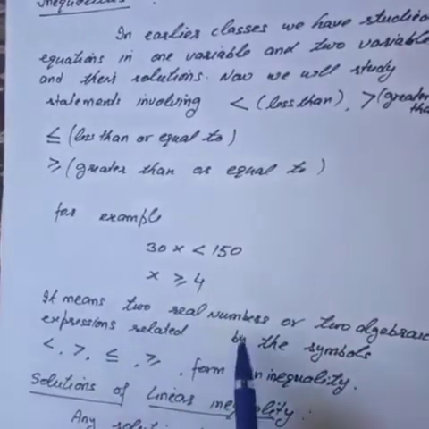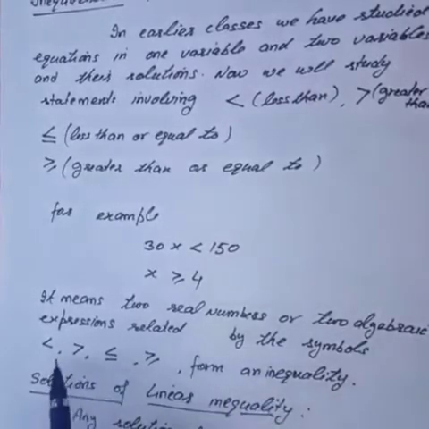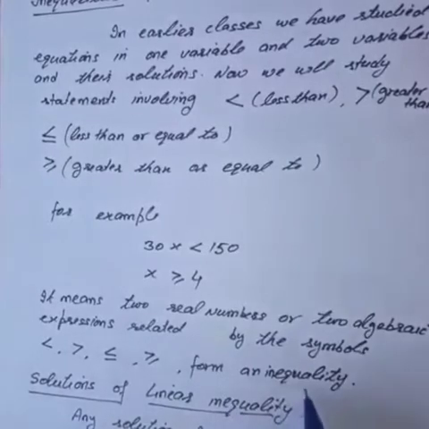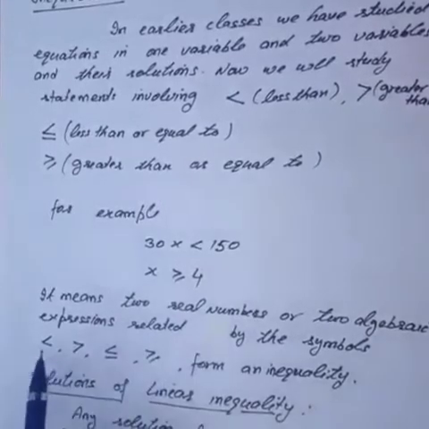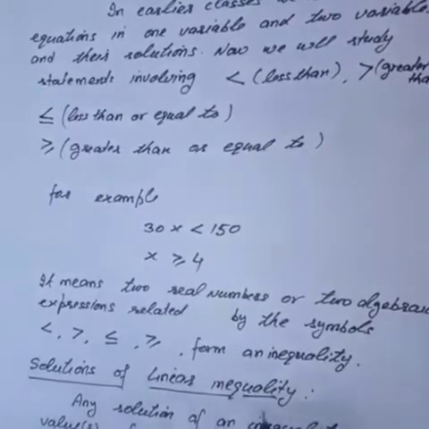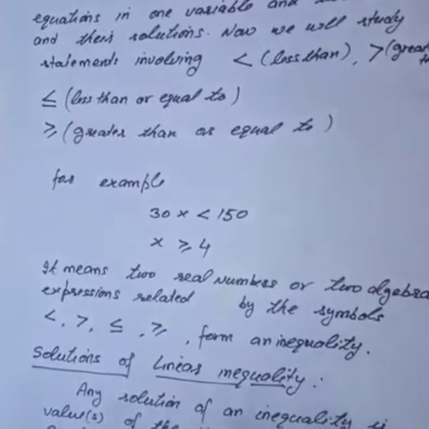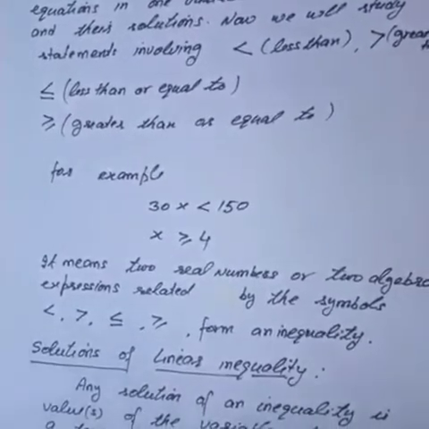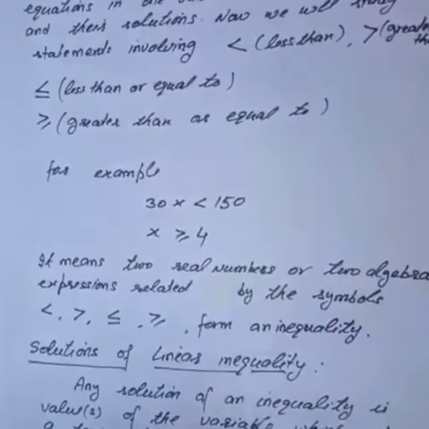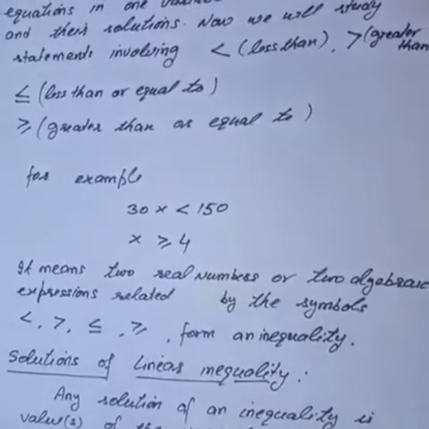It means two real numbers or two algebraic expressions related by these symbols form an inequality. Now what are the solutions of linear inequalities? Any solution of an inequality is the value or values of the variable which make it a true statement. This will be the set of values which makes it a true statement. So we can write.